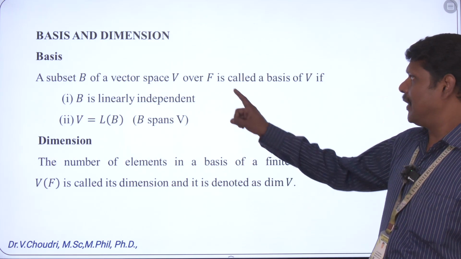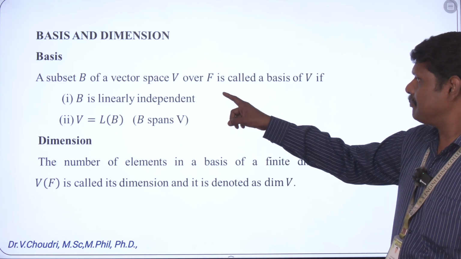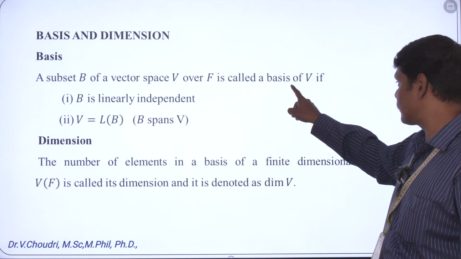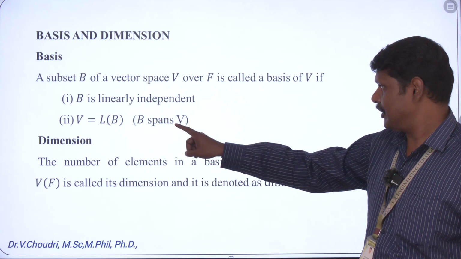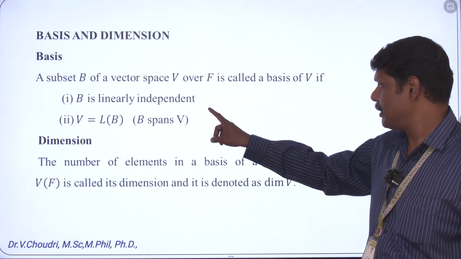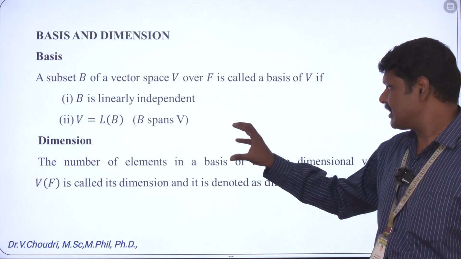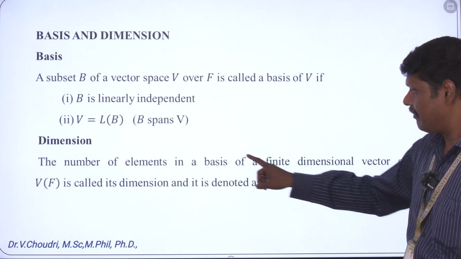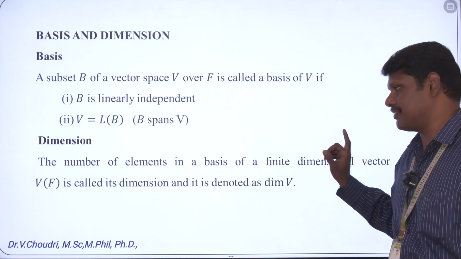See, basis and its dimension. Basis definition: a subset B of a vector space V over a field F is called a basis of V if B is linearly independent and V equals the linear span of B. That means B spans V. Dimension is nothing but the number of elements in a basis of a finite dimensional vector space V over F, and it is denoted as dimension V.